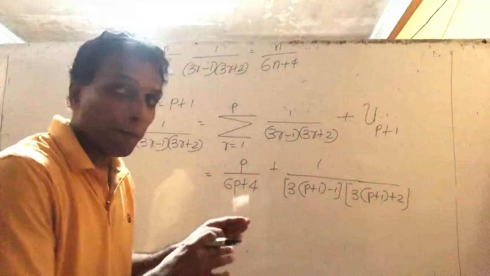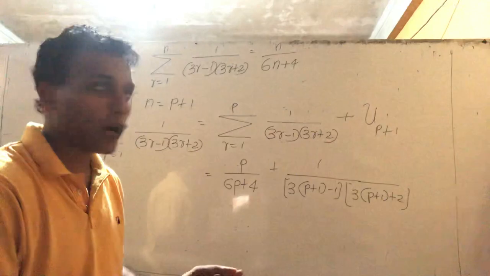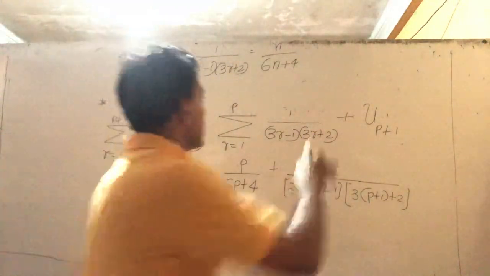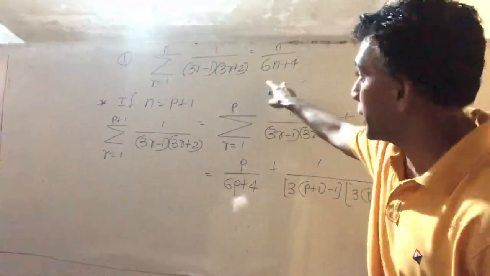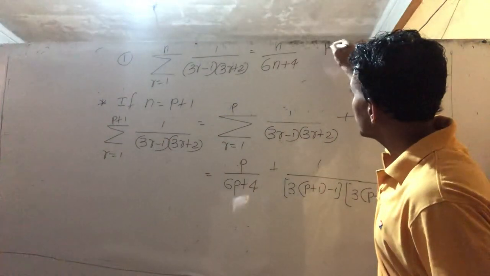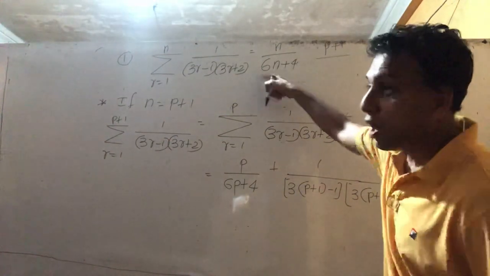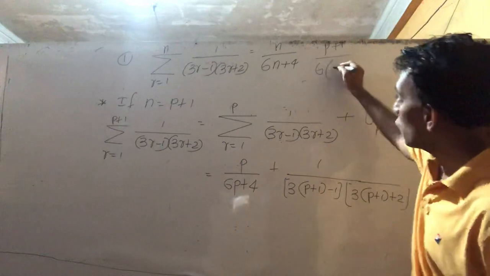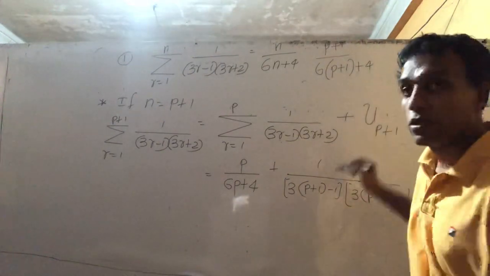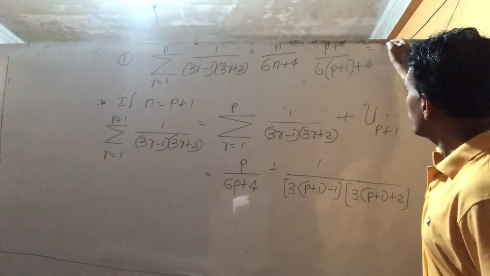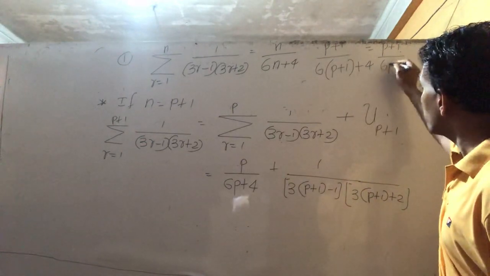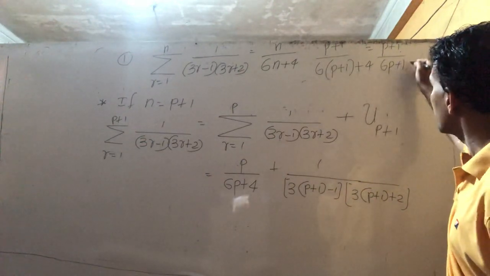So before completing this, you should know what the solution to simplify should come to. Actually, in the statement on the other side, n = p + 1. So if you put n = p + 1, 6 into p + 1 plus 4. Therefore, (p + 1) over (6p + 10).